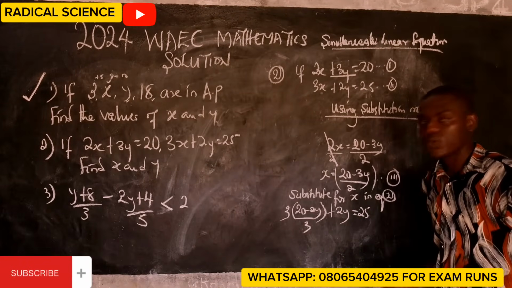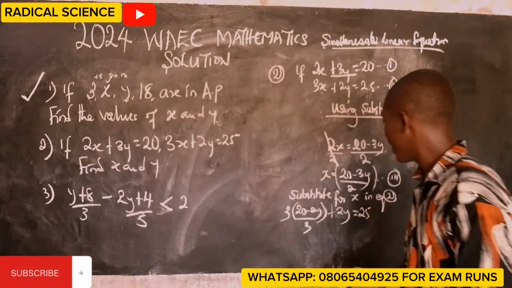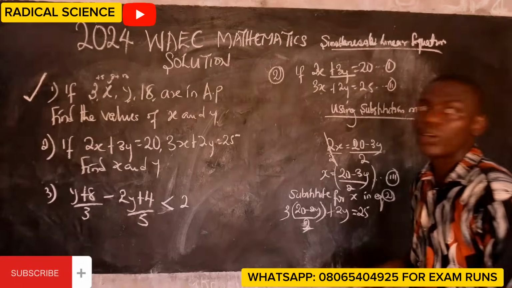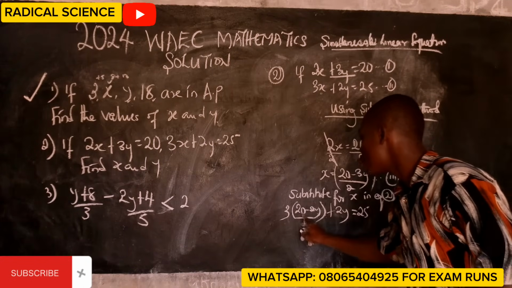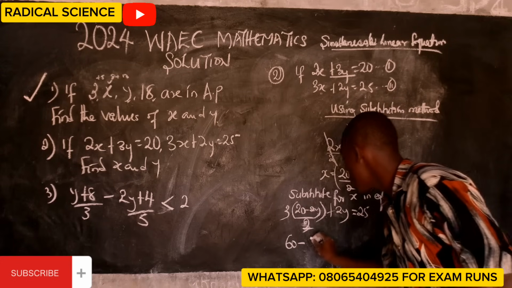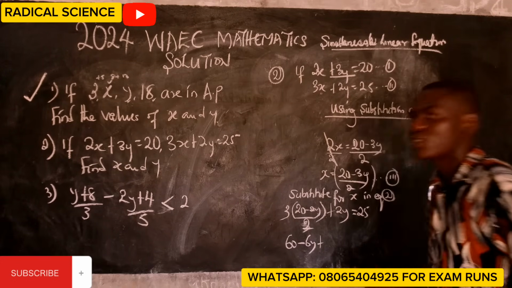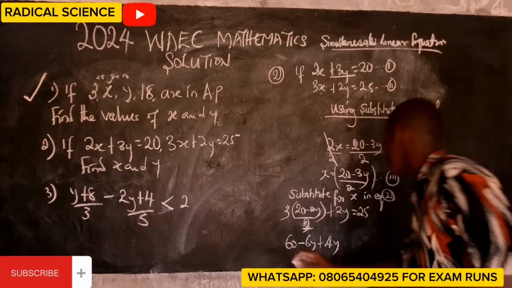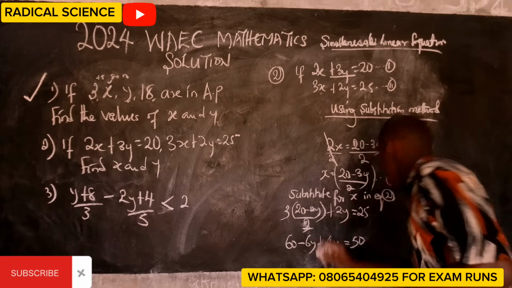Now, if you have understood this, what we are going to do is to open this bracket. Remember, it is 2. Now, you open the bracket by saying 3 times 20 is what? 60. Minus 3 times 2y is 6y. Plus 2 times 2y is 4y, equals 2 times 25 is 50.